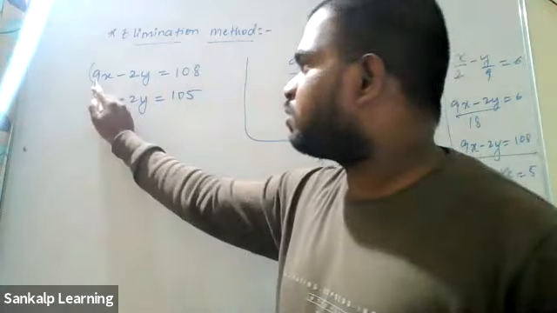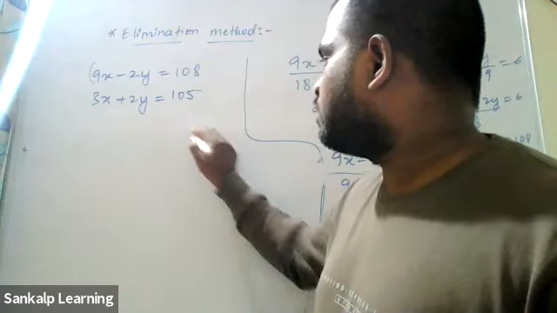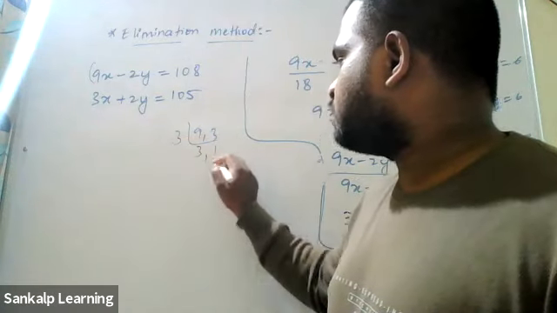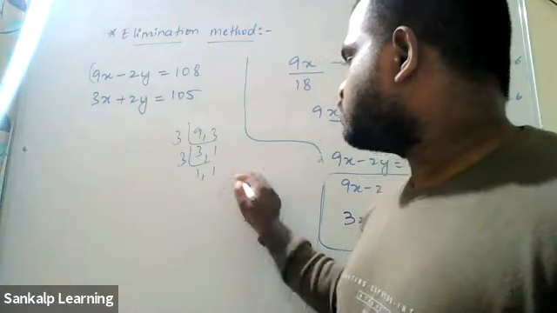How do you do it? By taking the LCM. What is the LCM of 9 and 3? We do it this way, remember? 3 3s are 9, 3 1s are 3, again 3 1s are 3. So what is the LCM?